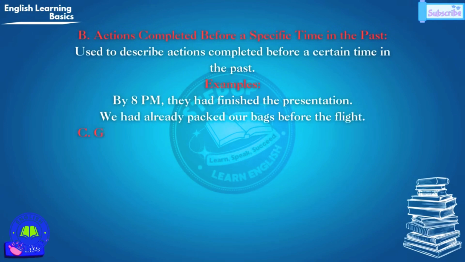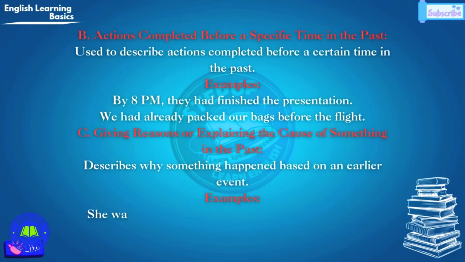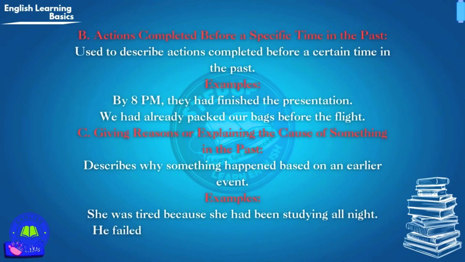C. Giving reasons or explaining the cause of something in the past. Describes why something happened based on an earlier event. Examples: She was tired because she had been studying all night. He failed the exam because he hadn't prepared well.